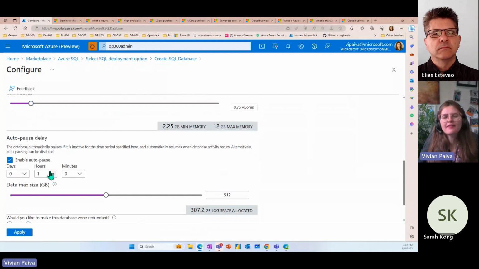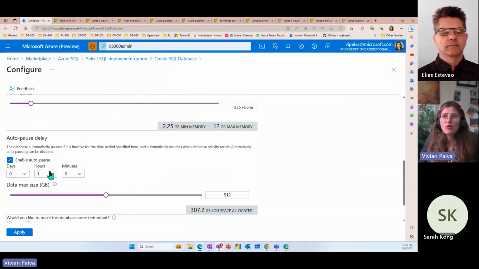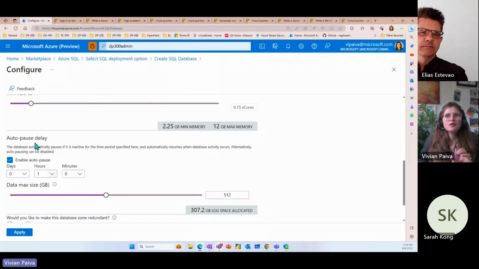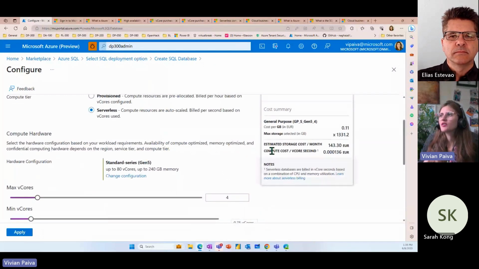So imagine that we have a test environment, and my testers, the people that are working on that environment, only work 8 hours per day. So instead of having to pay all the time for this environment, if I provision it as serverless and configure the auto pause, after a certain period of inactivity, I only have to pay for the storage. I don't have to pay for the compute. So it's a really interesting one.